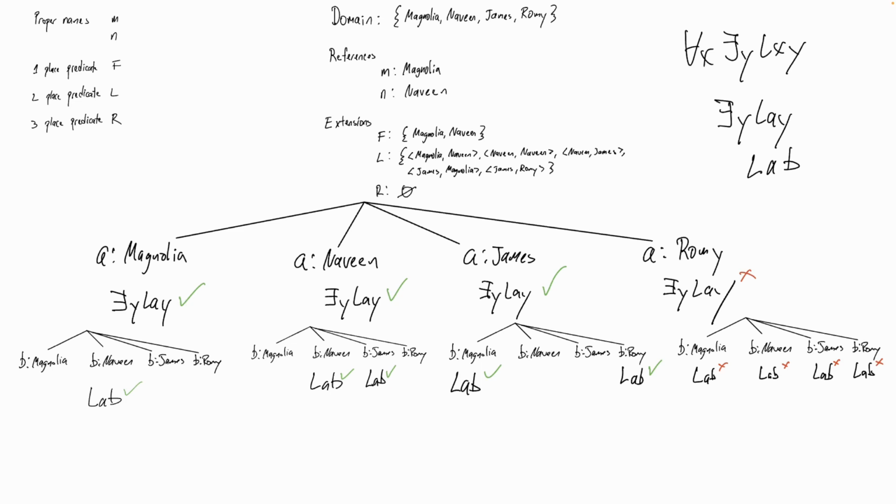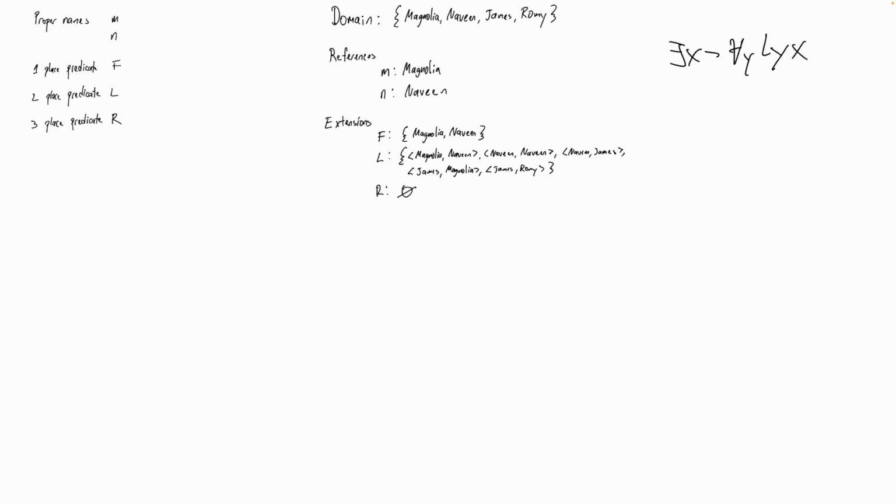So while there is a Y such that LAY is true on some of the ways of expanding the original valuation by assigning a referent to A, it's not true in every case. In particular, it's false in the last case. So the formula for all x, there is a Y such that LXY is false on the original valuation, just as we thought it should be.